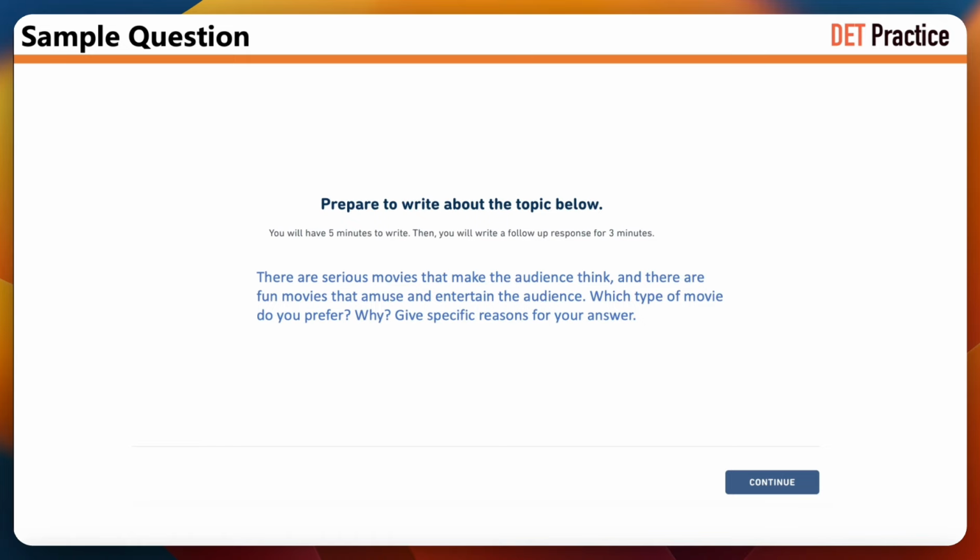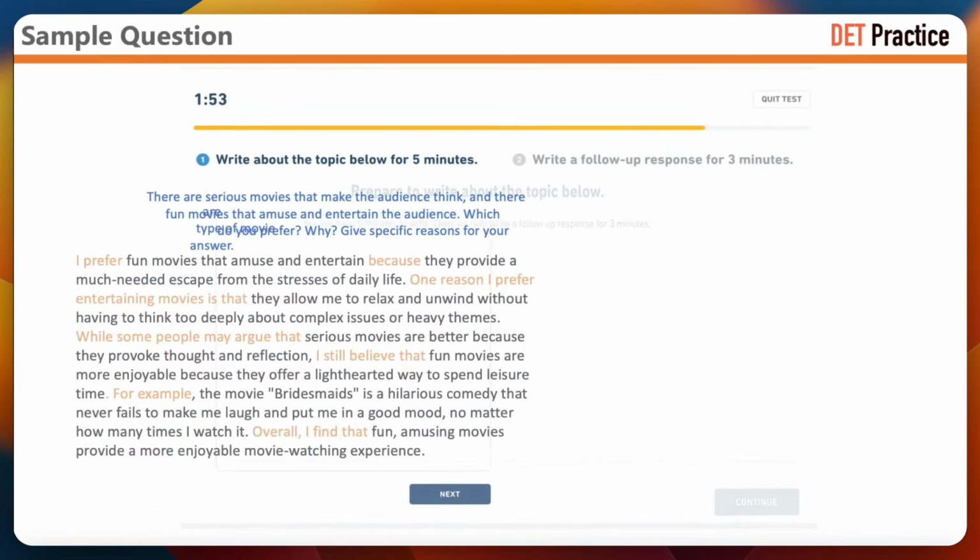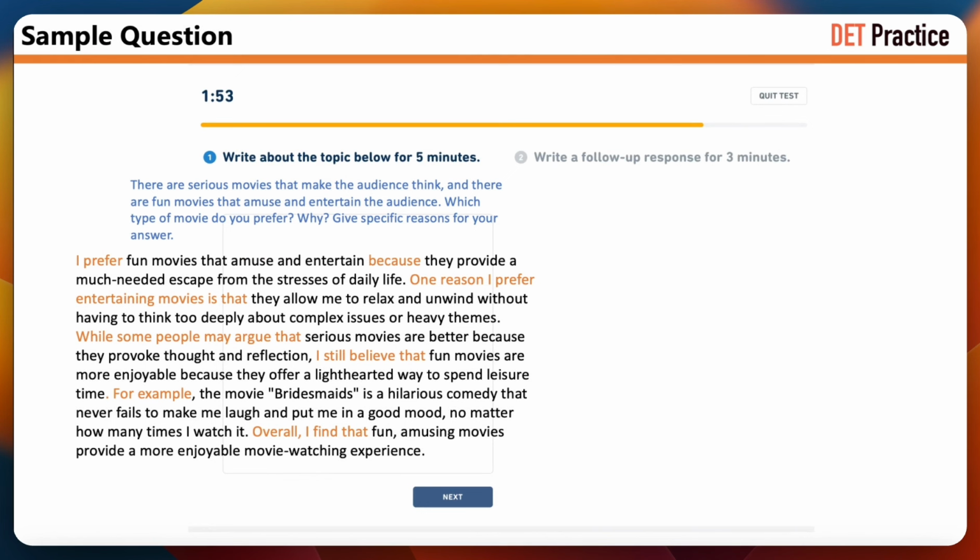This response excellently demonstrates how to apply the comparison essay template to answer the question. Let's analyze how it follows the structure. The answer begins by clearly stating the preference. "I prefer fun movies that amuse and entertain" aligns with the template's "start with your preference" instruction. Next, it elaborates on specific reasons. "One reason I prefer entertaining movies is that" follows the "elaborate with specific reasons" part of the template.